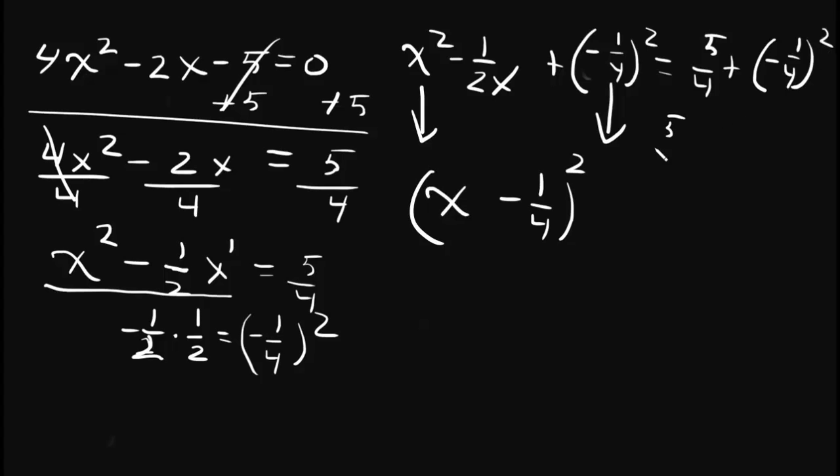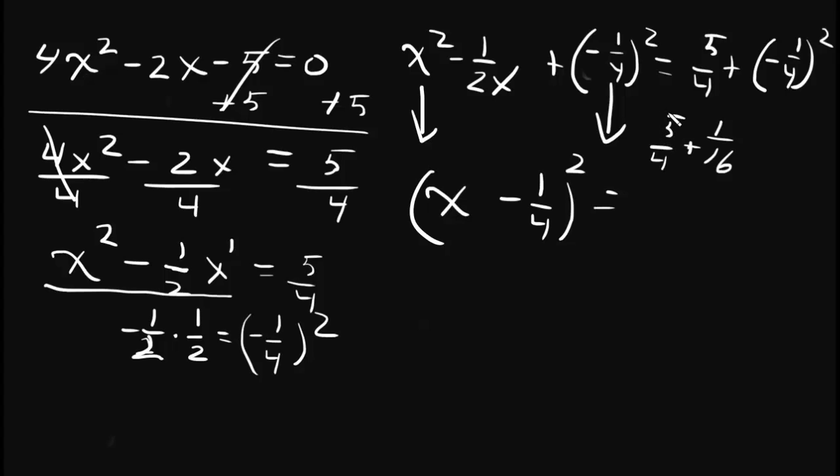Well, 5/4 is added to 1/4 squared. When we square it, the negativity goes away. A negative times a negative is a positive, and 1/4 squared turns into 1/16. So we've got 5/4 plus 1/16. Now I'd like to combine these two fractions.